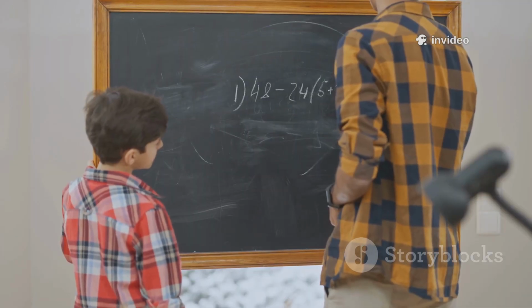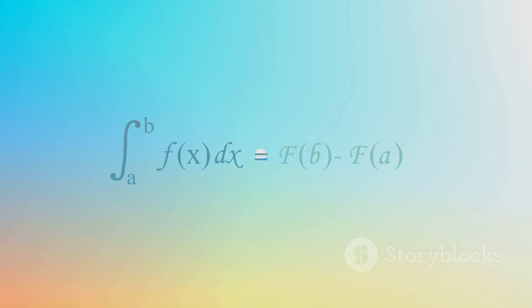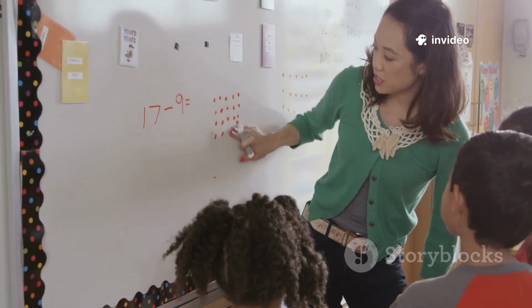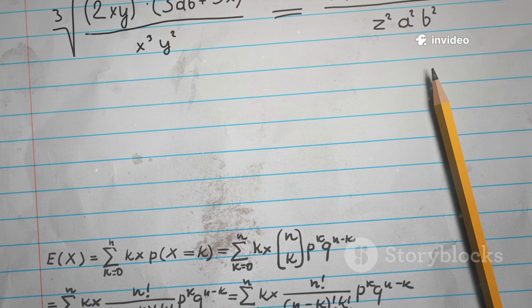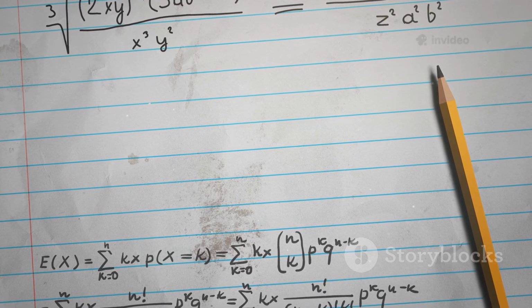Remember, you can use any letter for the function name. For instance, we could define a function as g(t) equals t squared minus 1. If we want to find g of 5, we substitute t with 5, so g(5) equals 5 squared minus 1, equals 25 minus 1, equals 24.